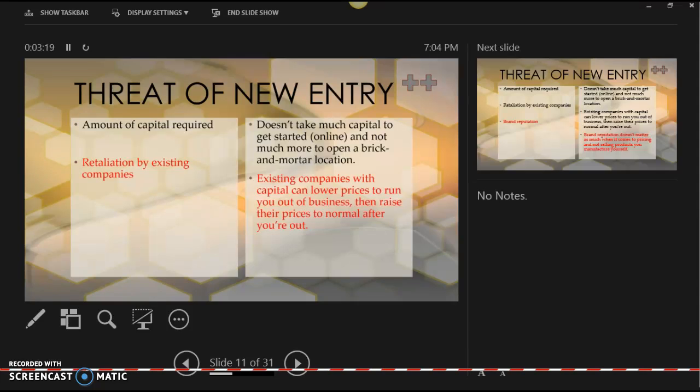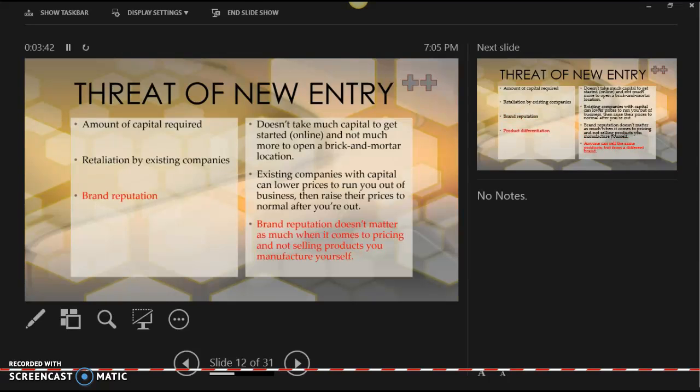Retaliation by existing companies. The existing companies, who have capital and have relationships with distributors, can lower their prices to run you out of business, then just raise their prices back to normal once you're out. If they see you as a threat, then they can certainly do that. You can think about airline industries, big for that.